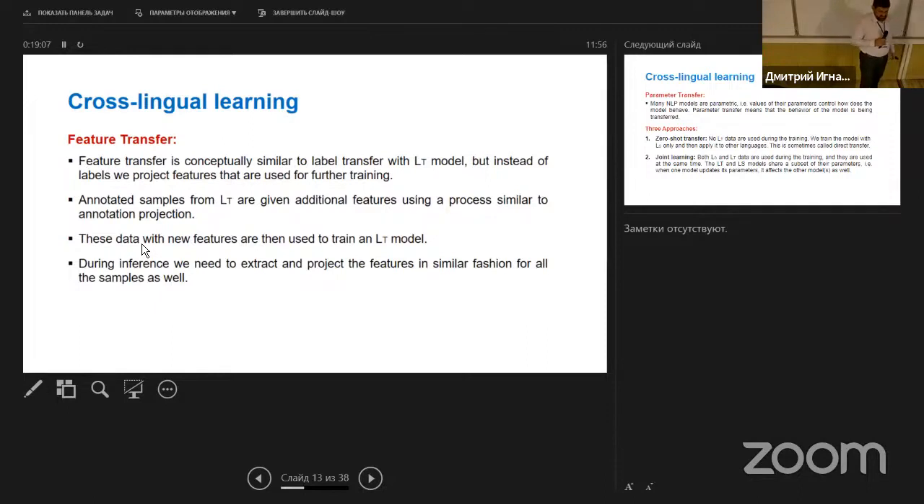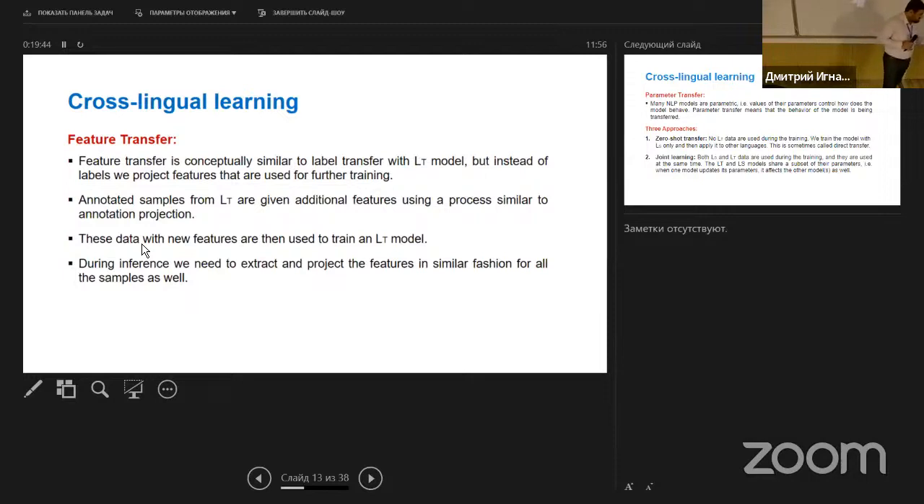This one is the feature transfer methodology. This methodology is almost the same as the label transfer methodology of the LT model, but the difference is that here we are not interested to transfer the label, we are interested to transfer the features. So annotated samples from the target language, not from the source language, from the target language, are given additional features from the source language. So it's a transfer of features from the source language to the target language.